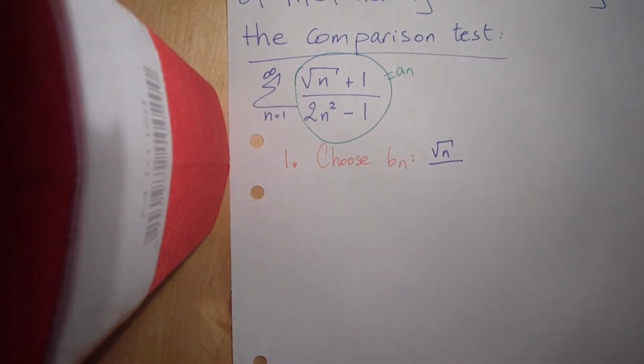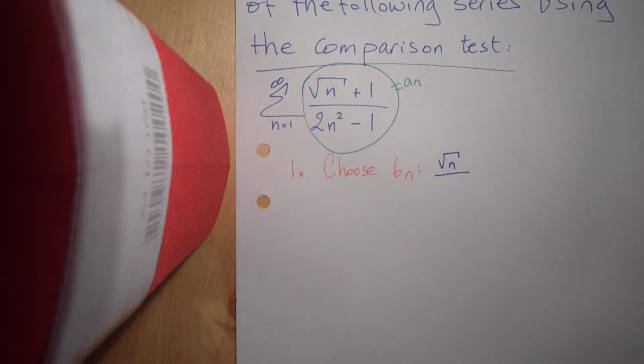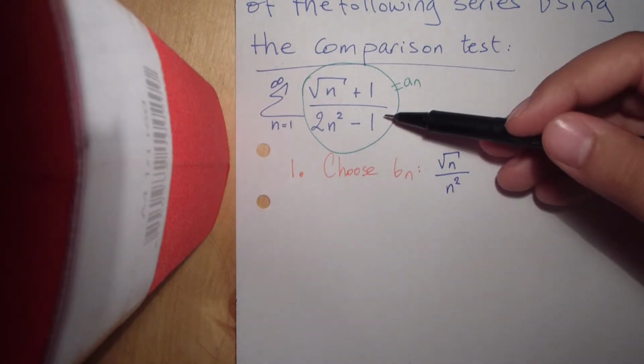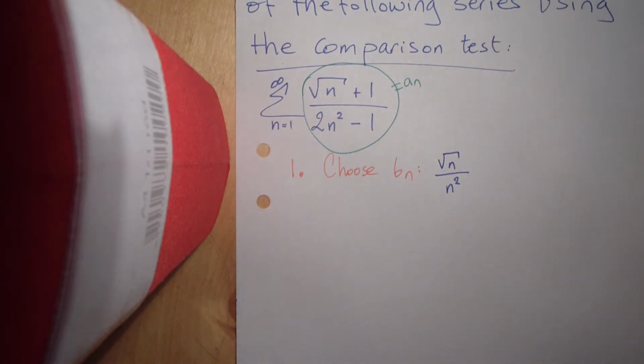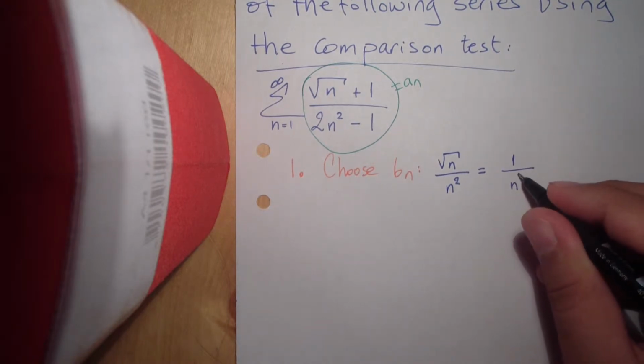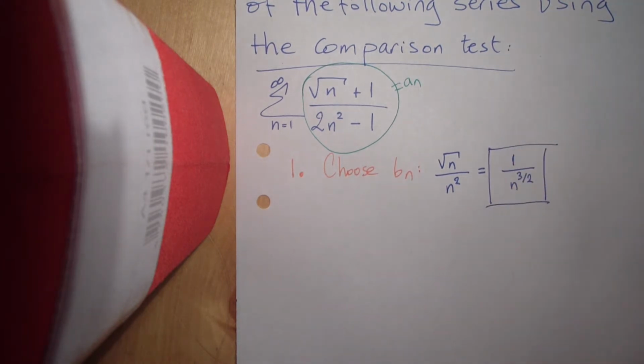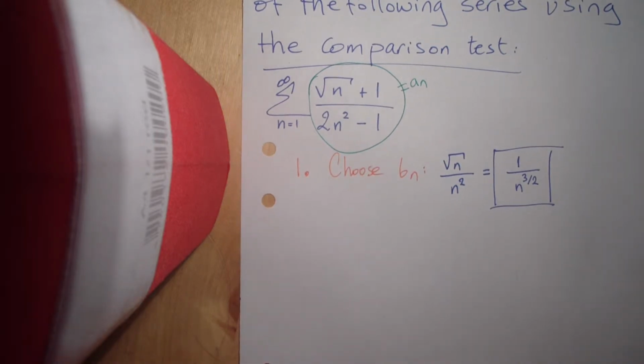Then we look at the denominator, and we can apply the same logic. When n is a really large number, then this minus 1 doesn't matter. Even this times 2 doesn't matter that much. But n squared, that's going to be really huge. So we take the n squared. So basically, we've just intuitively looked at how this expression behaves when n is really large. And we can just subtract the powers here and simplify this, and we're going to get 1 over n to the power of 3 over 2. And so this is our bn. Great. So now we're done with step 1. So 3 more to go.